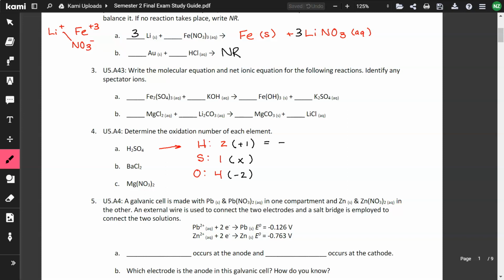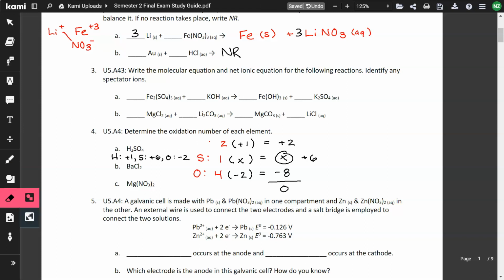Okay, so let's see, this will be +2 when we multiply. This will be X, and 4 times -2 will be -8. We know that we want this to add up to 0. So for this to add up to 0, sulfur needs to be +6. Okay, so hydrogen will be +1, sulfur will be +6, and then oxygen -2. All right, this is going to get a little too crowded, so I'm going to go ahead and erase this.